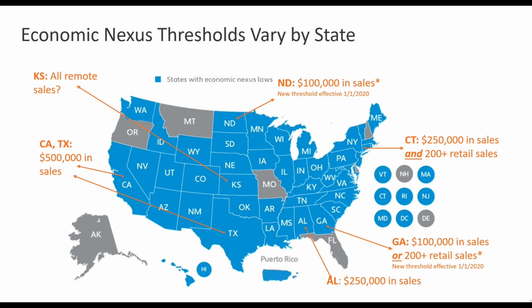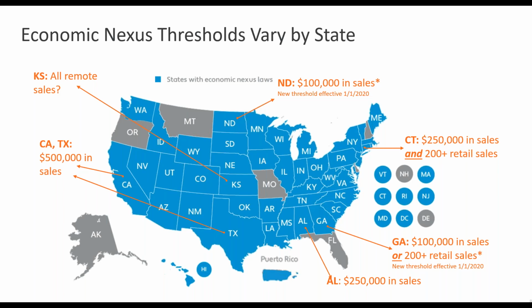You can have a state that has some economic thresholds that is just flat out $100,000 in sales, for example, in North Dakota. But then you go over to the eastern side of the state, and it's a threshold of $250,000 in sales and 200 transactions. Then you go in the middle of the United States, in Kansas, you sell one thing into the state and you've hit that economic threshold. So the point here is that it's complicated in figuring out where you have nexus, if you've hit a threshold, what those thresholds are.